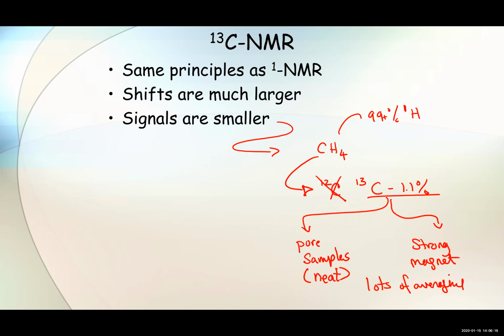Go ahead. That says lots of averaging. Yeah, lots of averaging, which means you just do the same sample over and over and over again, and you add the signals together. That's what it actually means in the NMR. They don't actually average most of the time, they accumulate. But that's the way that makes most sense to us.